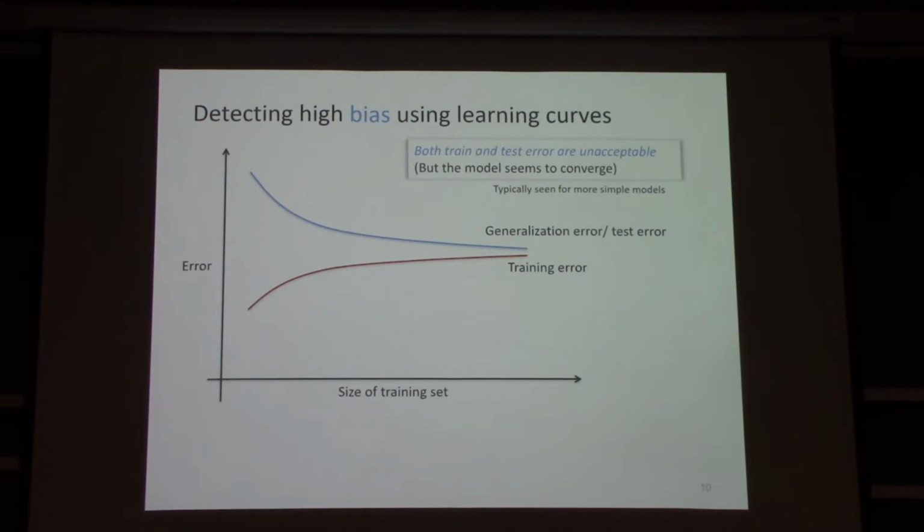Underfitting is a situation where both training and test error converge to something that's unacceptable. So the errors are high, even on the training set. If even the training error is high, that means the hypothesis space that you've chosen is not good enough to represent the complexity of the task that you're dealing with. Okay? Questions?